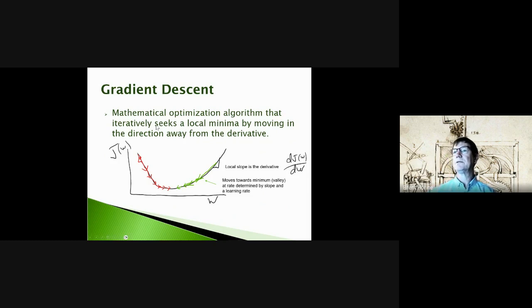All right, so here's my slide where I go into gradient descent a little bit more. It's a mathematical optimization algorithm. It's a generic technique used in a lot of different areas of optimization. So if you do operations management or something like that, you'll run into this quite a bit. But the key parts of it are it's iteratively seeking a local minima by moving in the direction away from the derivative, right?